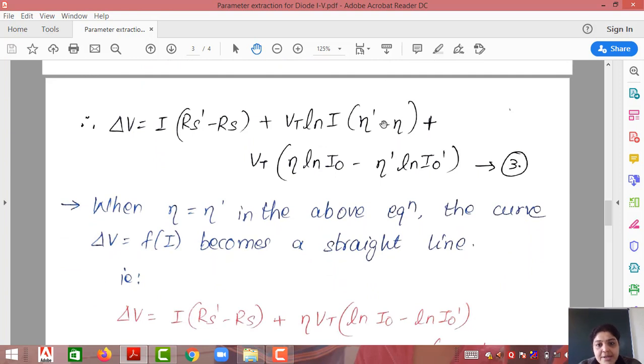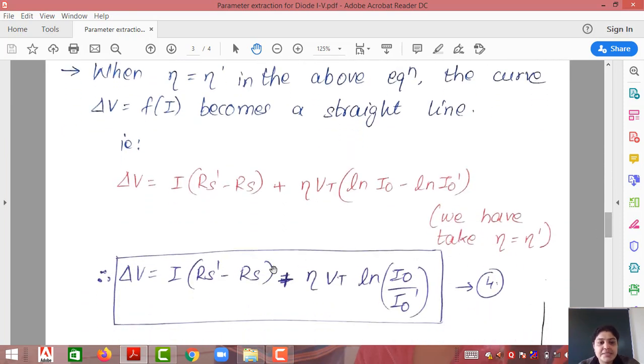Suppose we have a condition, we have already assumed this ideality factor as an arbitrary value. So suppose we take the situation eta is equal to eta dash. What will happen? This entire term will get nullified, and the equation we get will be representing delta V as only a function of I, and you will be getting it as a straight line. How? Let me see. Our equation will be delta V is equal to I times Rs dash minus Rs plus eta Vt times ln I0 minus ln I0 dash. This is the equation when we have taken eta is equal to eta dash.